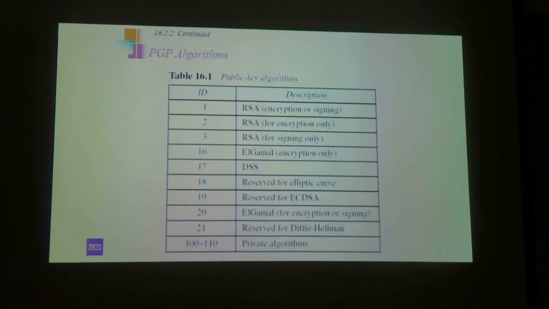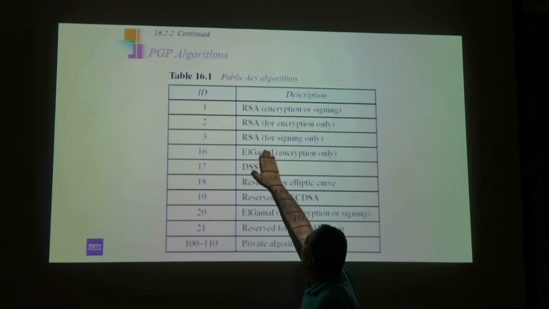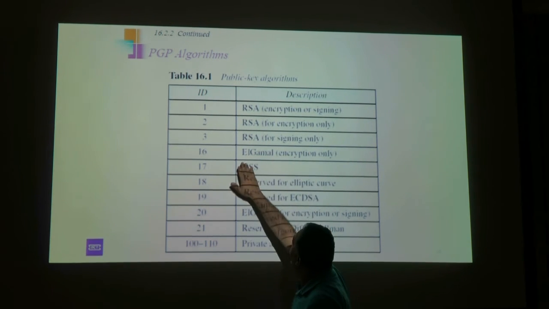The public key. So if I need to share my public key, I have to sign it before I send it to somebody else, right? And encryption, what am I encrypting in here? The shared key, right? All right, I could use RSA only for encryption, and RSA for signing only.